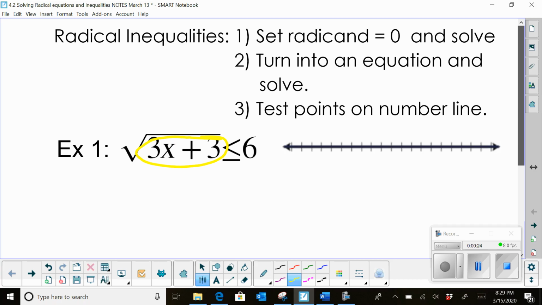Remember, we can't have a negative under a square root because that would give us a non-real answer, an imaginary answer, and we're only dealing with real solutions in this situation.